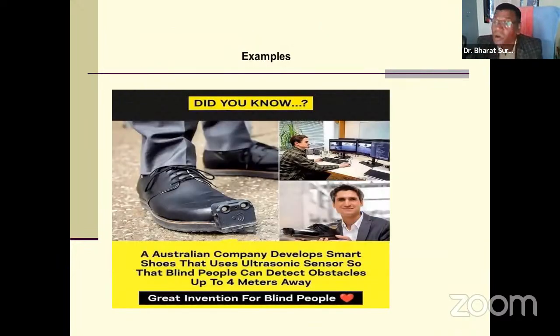Did you know? An Australian company has developed smart shoes. For whom? Blind people. For what? They cannot walk easily. Therefore, the company has used an ultrasonic sensor so that blind people can detect obstacles up to 4 meters away, meaning they can easily walk. They can sense what is in the way and move aside. So it's a technology brought by someone to solve a technical problem or give a solution to blind people. Again, it's intellectual property. The idea came from the minds of scientists or intellectuals of an Australian company.